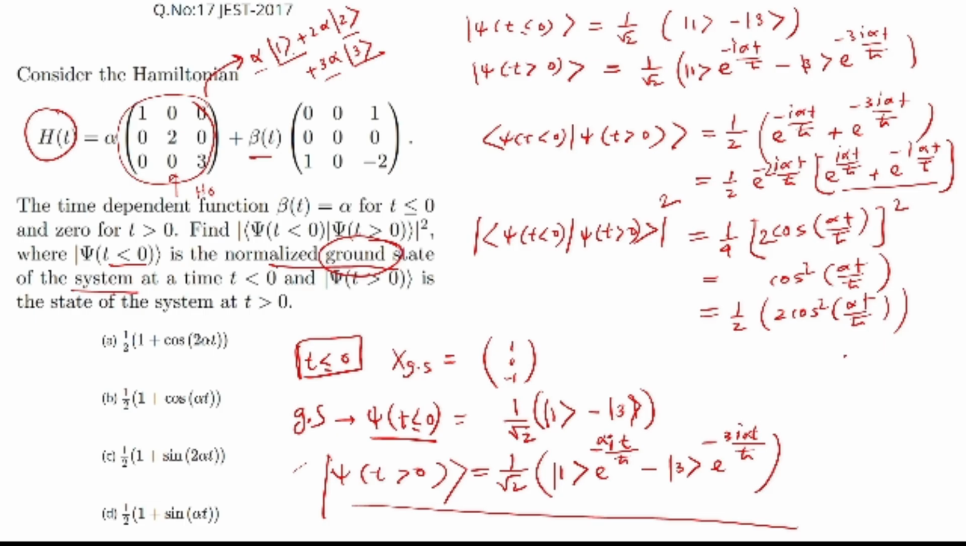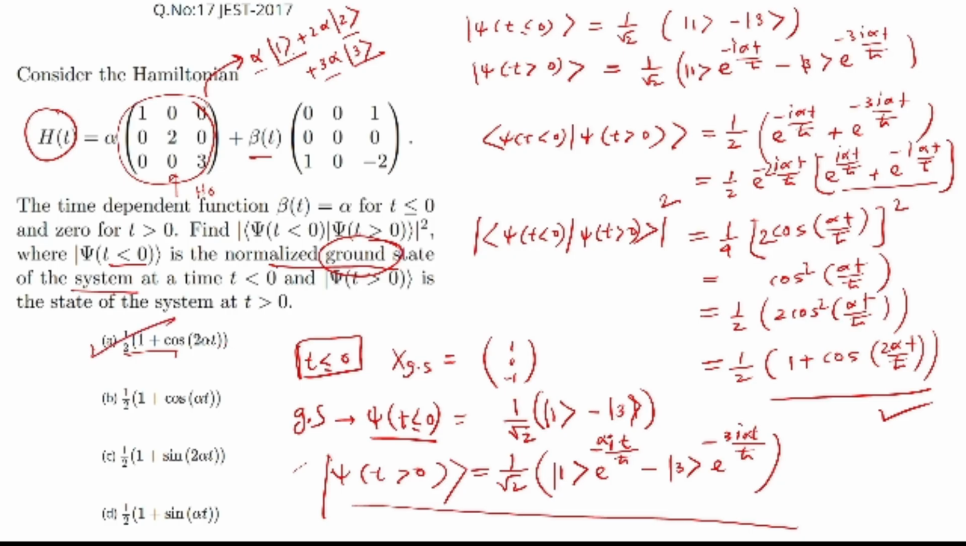So now we can replace this 1 by 2 cos square alpha t by h cross. We know the formula cos 2 theta equals cos square theta minus sin square theta, so 2 cos square theta is nothing but 1 plus cos 2 theta. So the answer is 1 by 2 into 1 plus cos 2 alpha t by h cross. Here we can take h cross as 1, and option 1 will be the correct one.